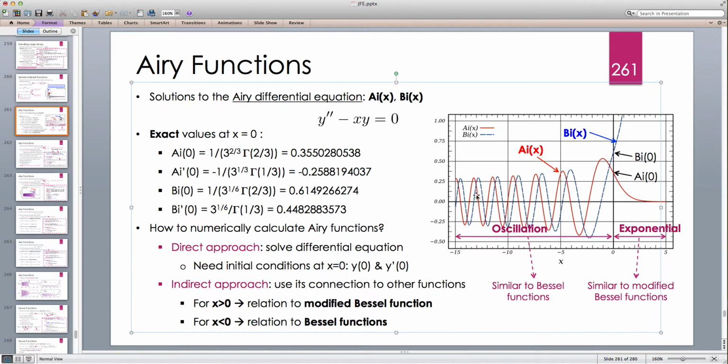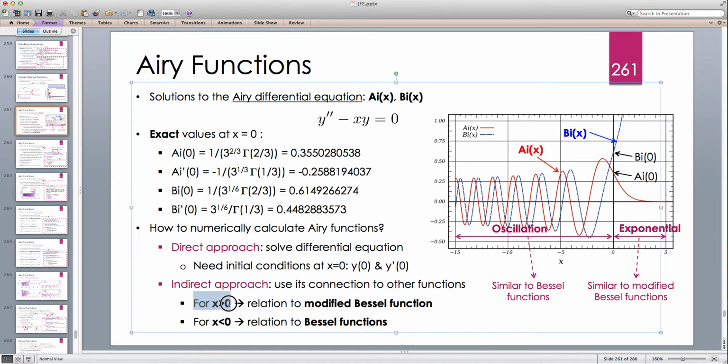Which means, as I mentioned, when we look at the Airy functions, we see that for negative x values, they have oscillatory behaviors, and for positive x values, they have exponential behavior. And this is very similar to the behavior of the Bessel functions, which was oscillatory, and the modified Bessel functions, which was exponential decay and growth. So we are going to take advantage of the connection of the Airy functions to the Bessel functions and the modified Bessel functions.